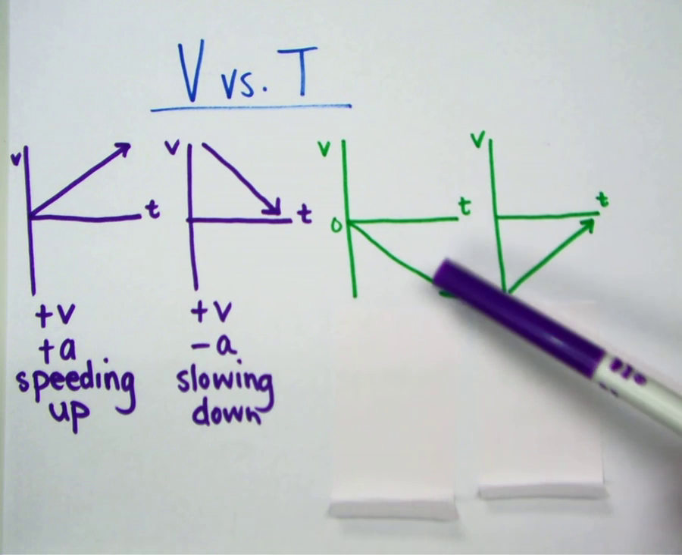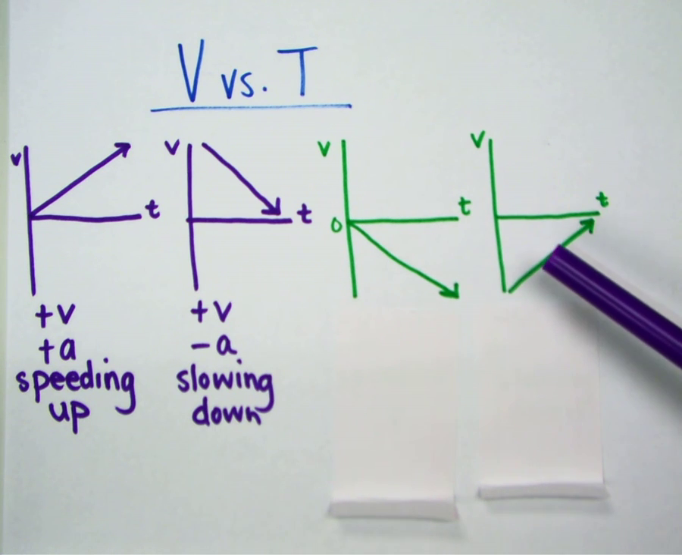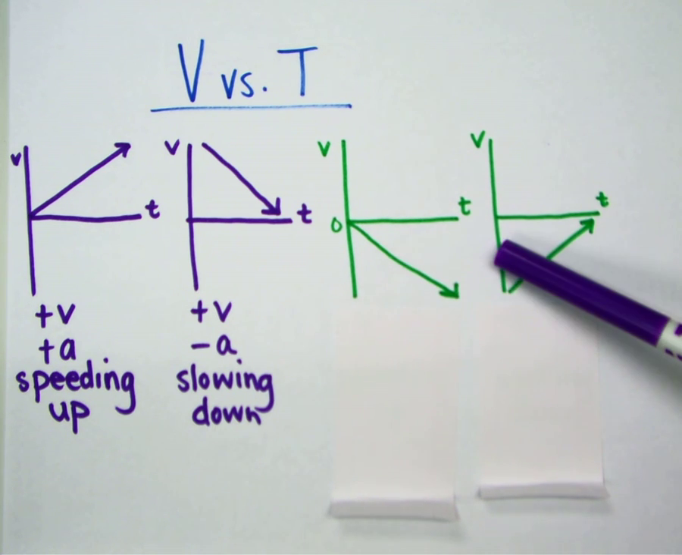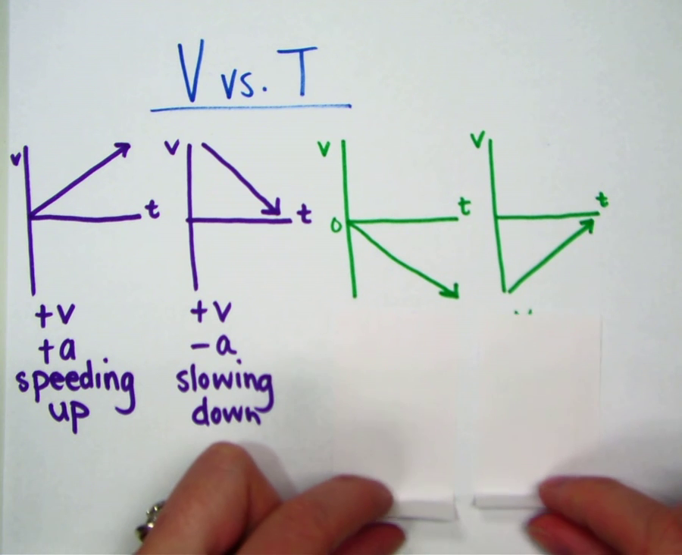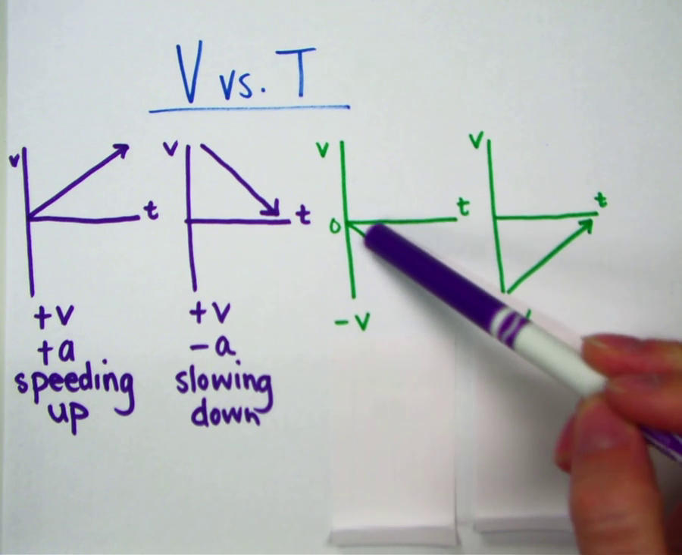Now let's look at an object that's moving the opposite direction, or what I like to say as left. If it's below, that means it has a negative velocity. Remember, velocity determines the direction of motion. A negative velocity means left. Okay? In this graph, I have a negative acceleration.